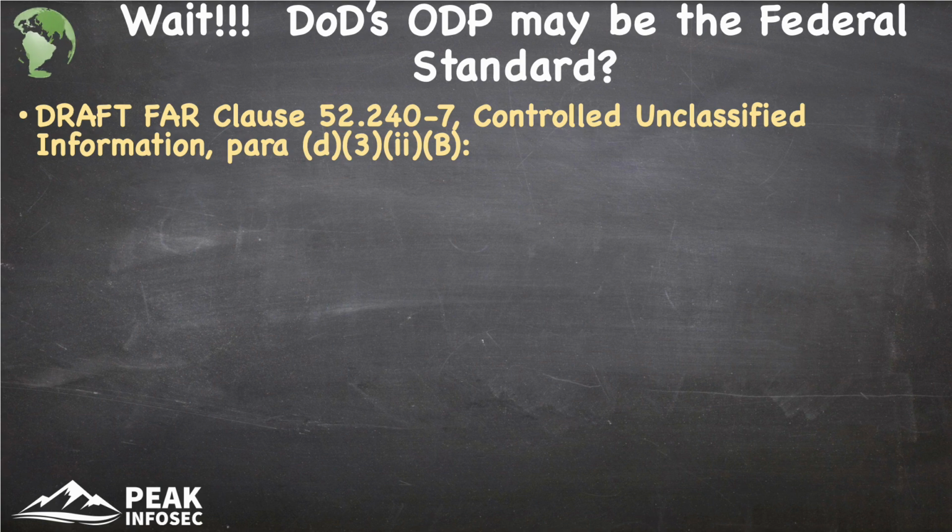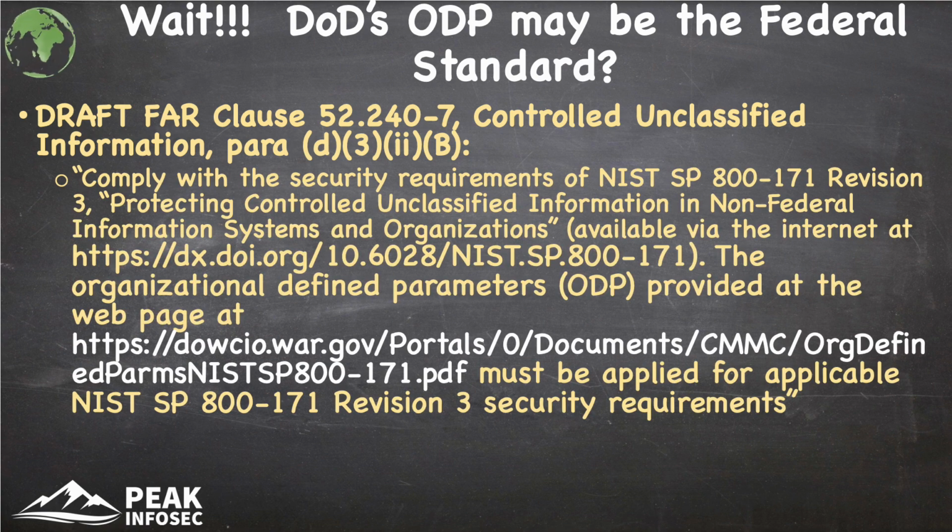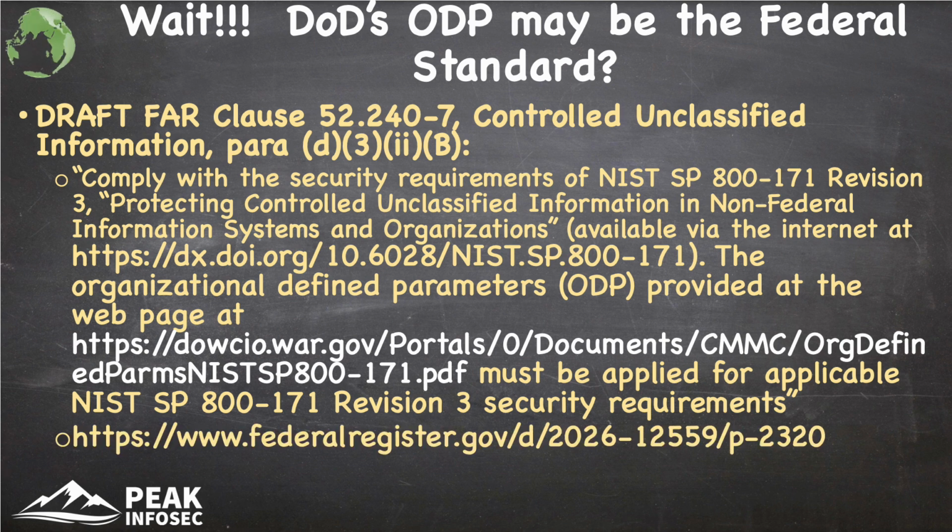The draft FAR clause 52.240-7, Controlled Unclassified Information, paragraph D3II-B, states that you've got to comply with the security requirements in 800-171 Rev 3 and the organization-defined parameters posted at the DoD CIO's webpage. And that's how you must comply. Likewise, we provided the link here to the Federal Register draft CUI rule, so you've got that for your reference.